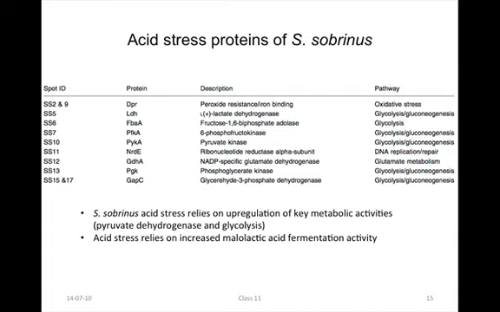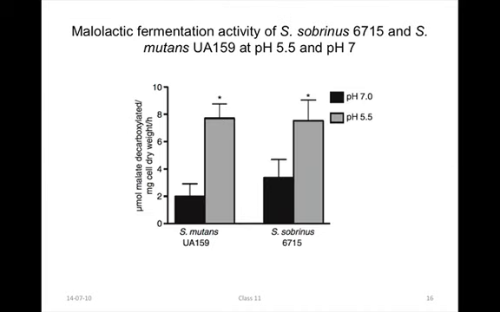Now, if you take a look at this, it's a lot of glycolytic genes and also malolactic fermentation genes. In the next figure, what they do is they do malolactic fermentation of sobrinus and mutans and compare the two. And sure enough, they're very similar in the response. The acid tolerance response is very similar. And that's that paper.